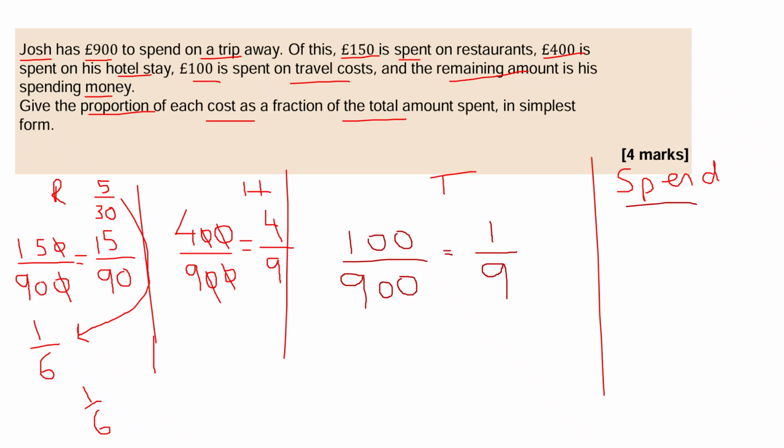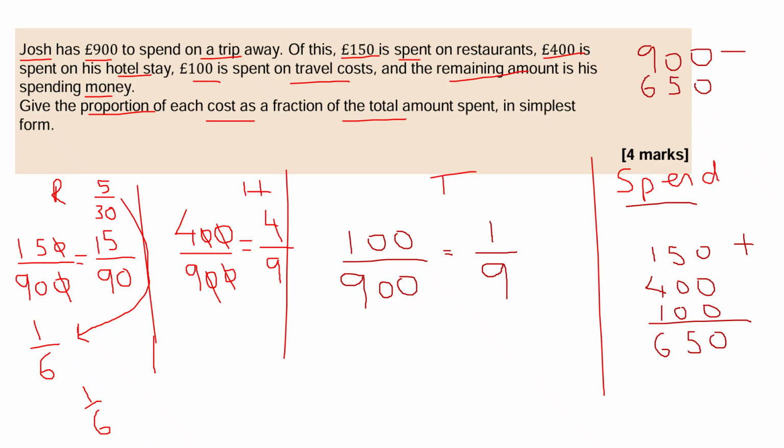Finally, his spending money. We now have to figure out how much he spent so far. So he spent 150 plus 400 plus 100. Adding these numbers together, working from right to left, 0 plus 0 plus 0 is 0. 5 plus 0 plus 0 is 5. 1 plus 4 is 5, plus the 1 makes 6. And I need to take this away from 900. So £900 subtract 650.